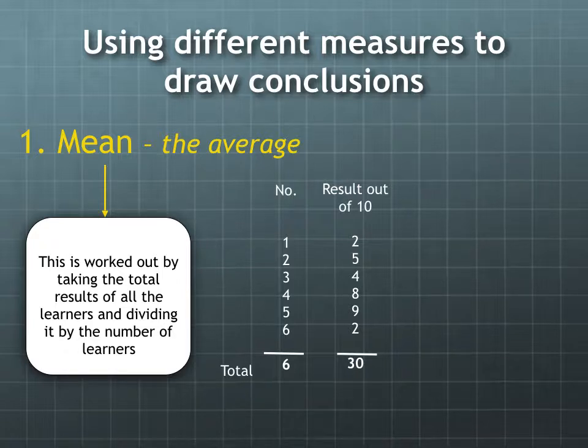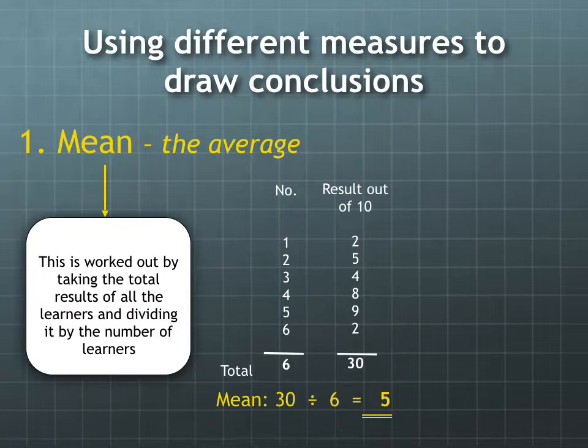So the first thing we do is we add up the number of learners. In this case, the total is 6. Then we add up the results out of 10, and here we get a total of 30. So to calculate the mean, you take the 30, which is the total of the results, divide by the number of learners, which is 6, and that gives you 5. So in this case, the mean is 5. This is what we normally call the average.